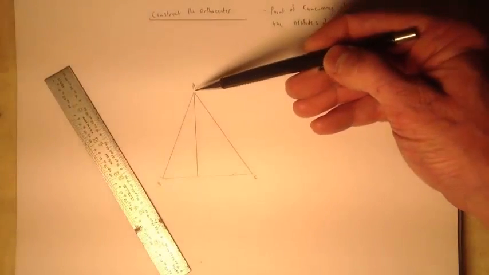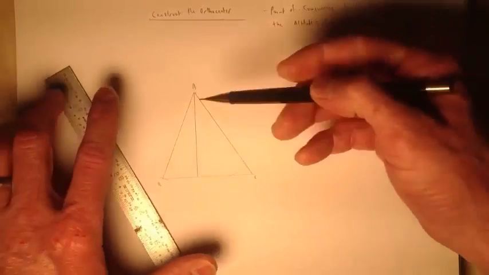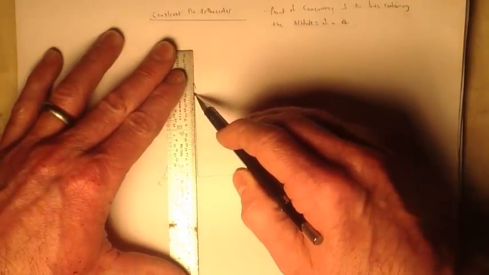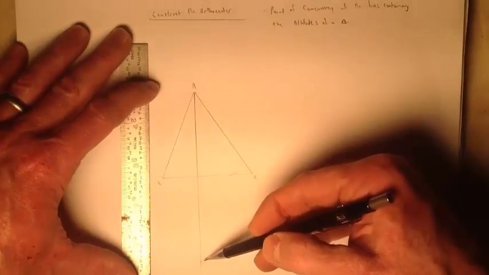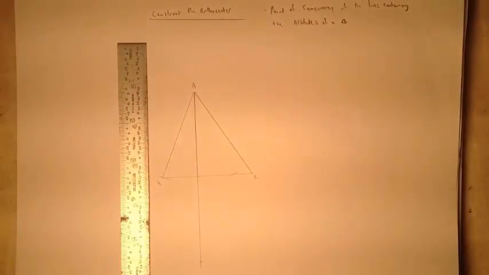Like this, and the altitude lies there. The altitude goes only from the vertex to the opposite side. But I'm going to go ahead and draw the whole thing in, just so that it's clear where that construction came from with respect to this point down here. So that's the first line containing the first altitude.